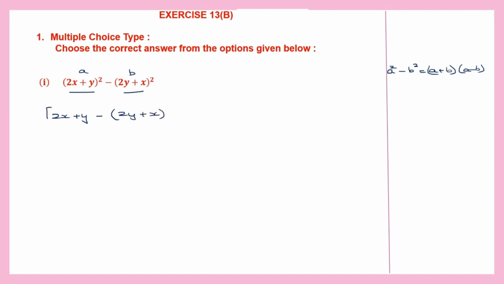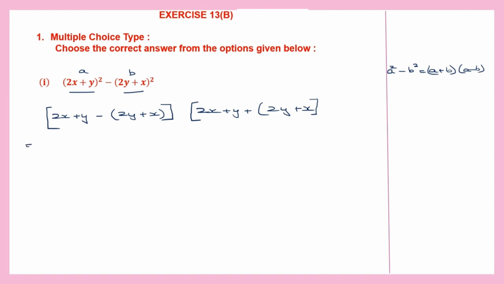So let's take this as the first one, that is a minus b. One of these can come first. So a minus b. Now we can write a plus b. So this will be, again, a is 2x plus y plus b is 2y plus x. So here a square minus b square, we have taken it as a plus b into a minus b.